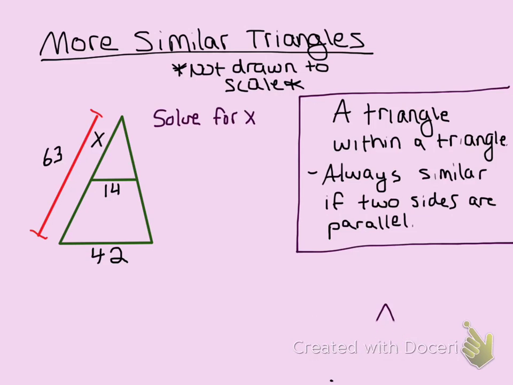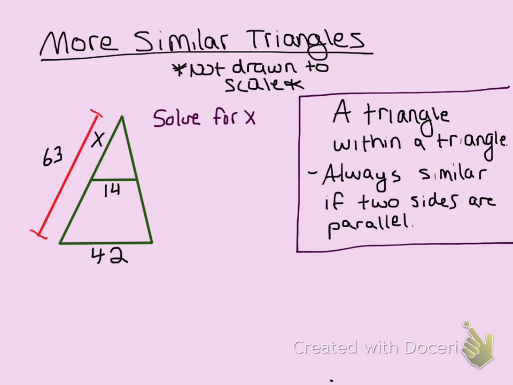So what we're going to be talking about for this one is when you have two triangles within each other. So here we have a smaller triangle inside of a larger triangle. You have your small triangle here that I'm outlining in black, and then you have the much larger triangle outside of it.